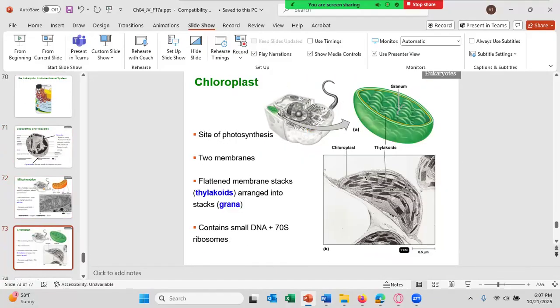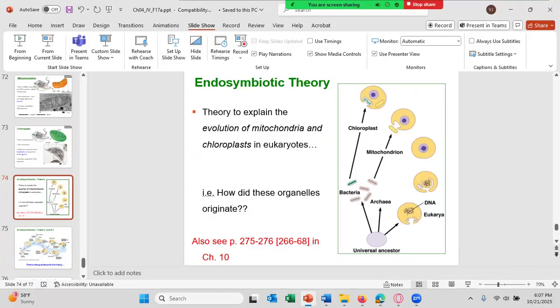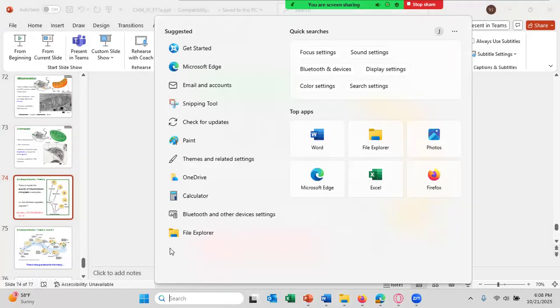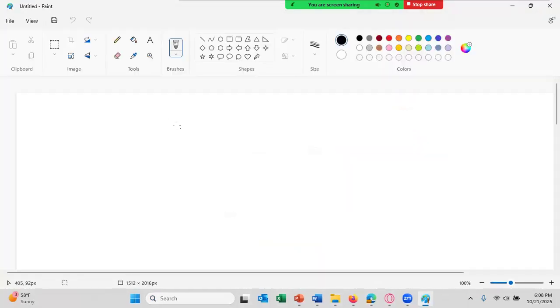All right, so let's talk about the endosymbiotic theory, the theory to explain the evolution of mitochondria and chloroplasts in eukaryotes. The theory is, a long time ago, we had a proto-eukaryote, meaning a cell that was before a eukaryote and later became a eukaryote. And we had a bacteria which was capable of aerobic respiration.